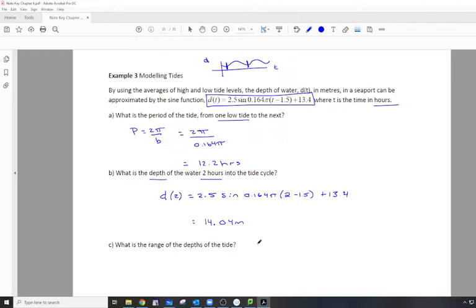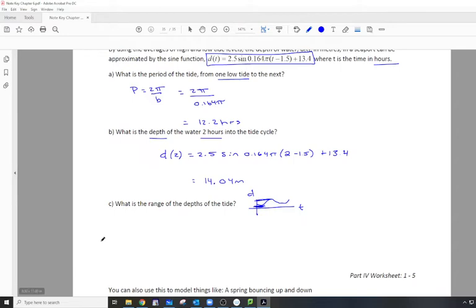This next one is, what is the range of the depths of the tide? In other words, again, if this is sort of what my model looks like, I'm just totally guessing what it looks like. We could have graphed it. We're looking for how low does your tide go? So remember, its depth is a function of time. So how low it goes up to how high it goes. What's your lowest point and what's your highest point? Well, think about your range.